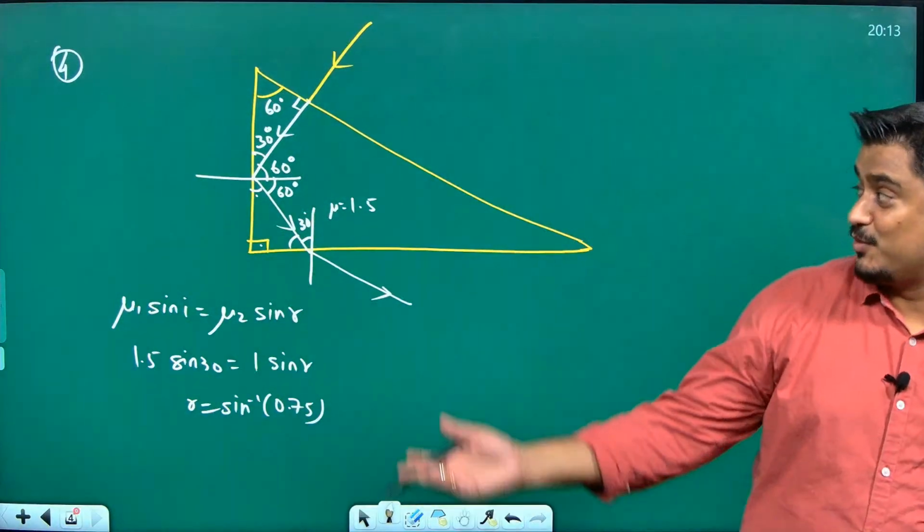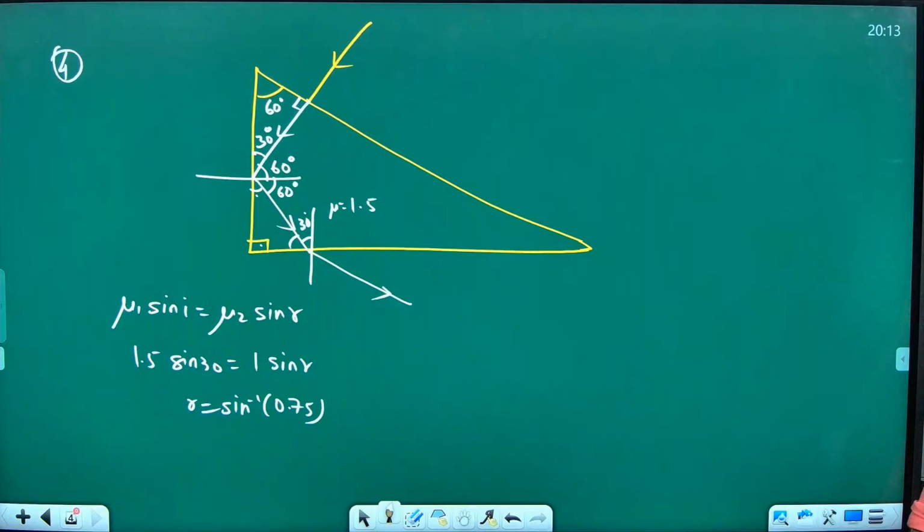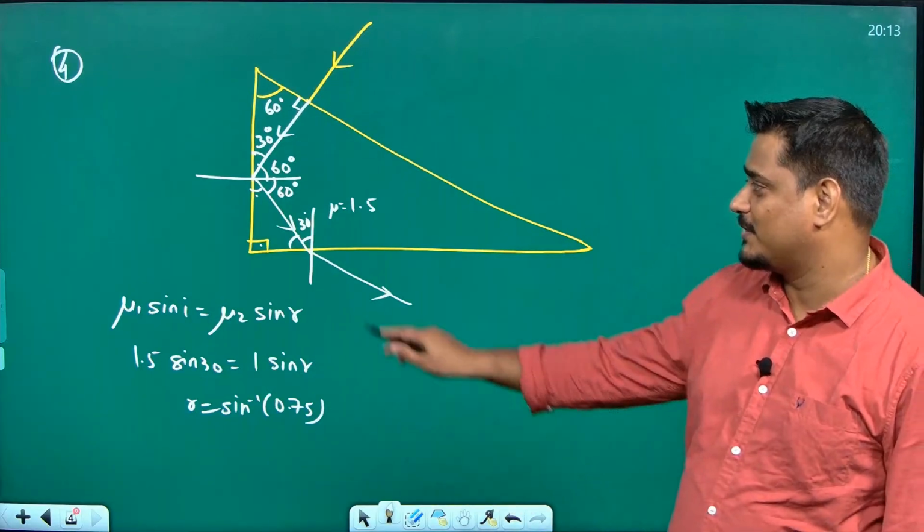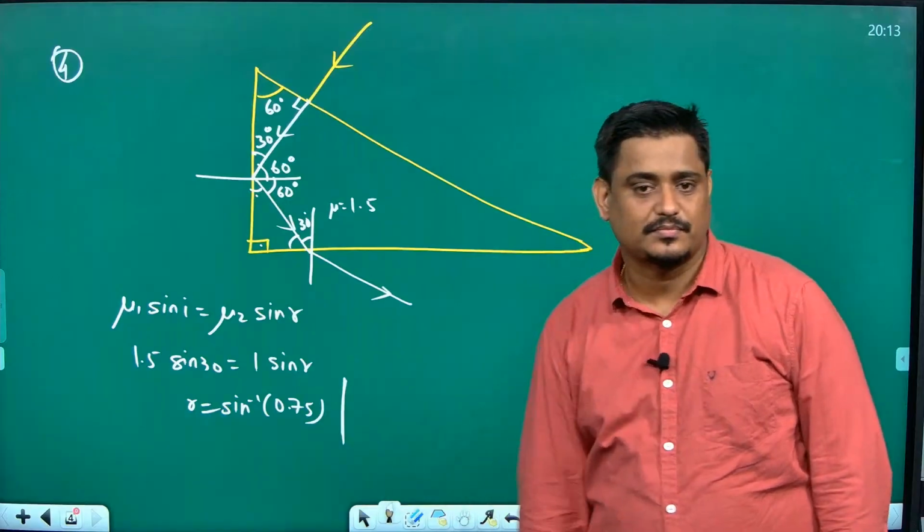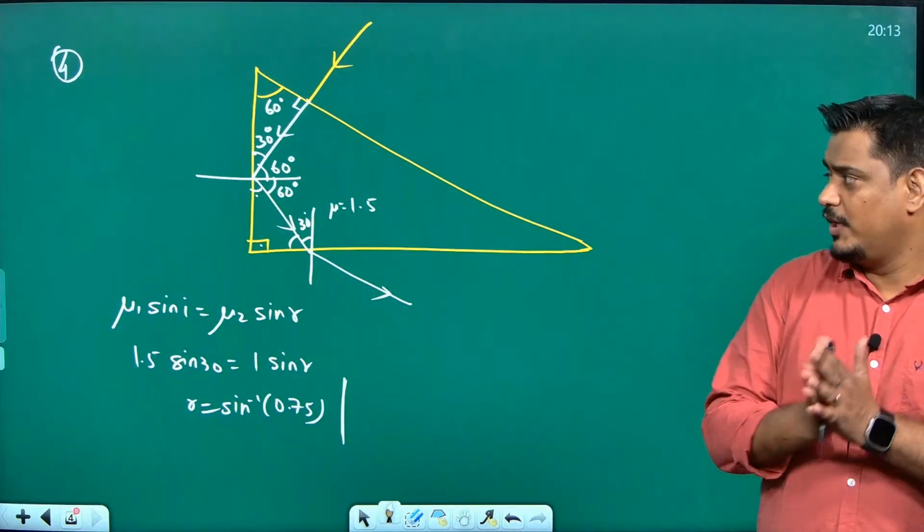I don't know why I took 60 degree, and it was wrong previously. Thank you Amrita, at least you made me correct the mistake. This is the correct answer, okay? Did you understand, Amrita?